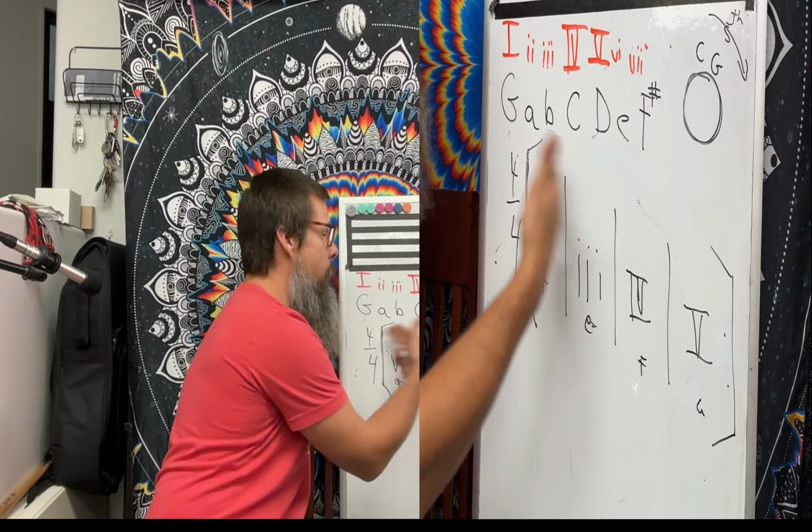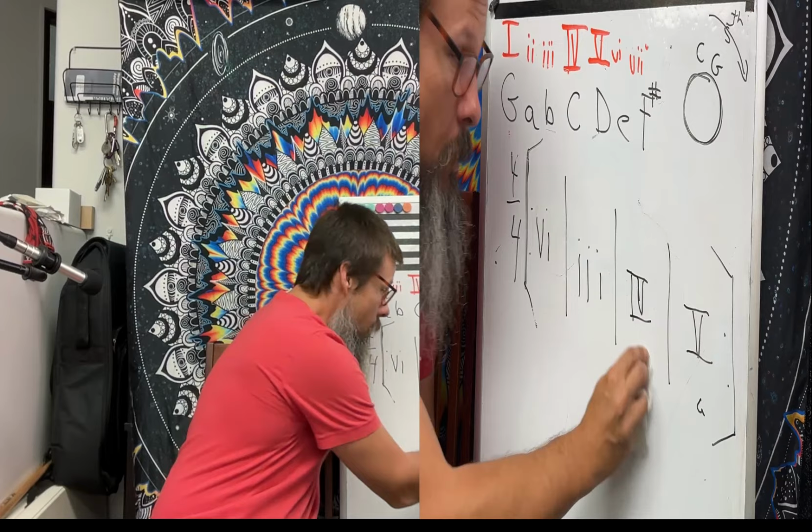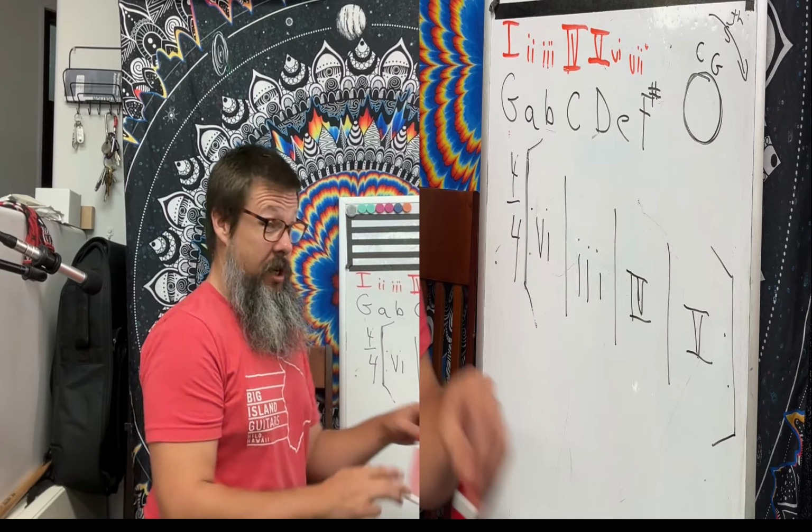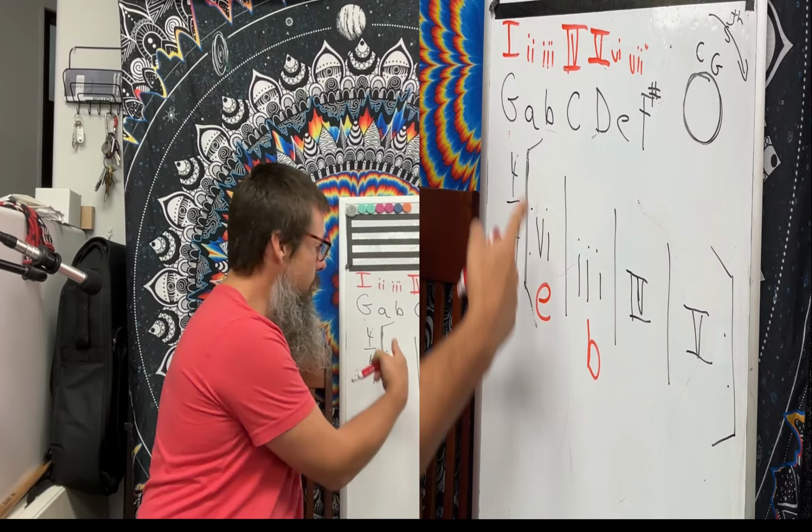If we were to take this same progression we did in the key of C, and we played an A minor, E minor, F major, and G, through the eyes of G major, we would be playing the minor sixth, E. We would be playing the B minor as the third. Our major fourth is a C, and our major fifth, why, that's a D.